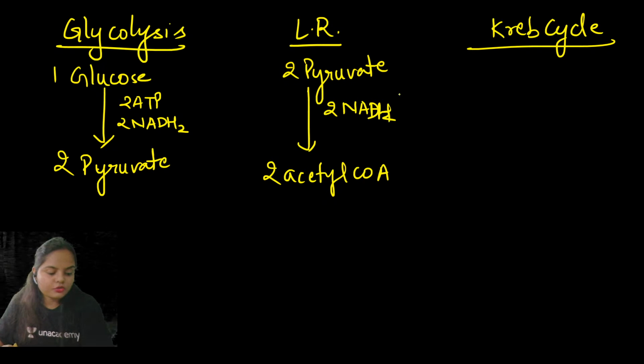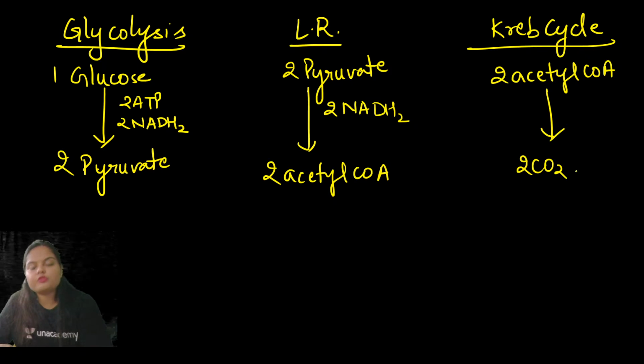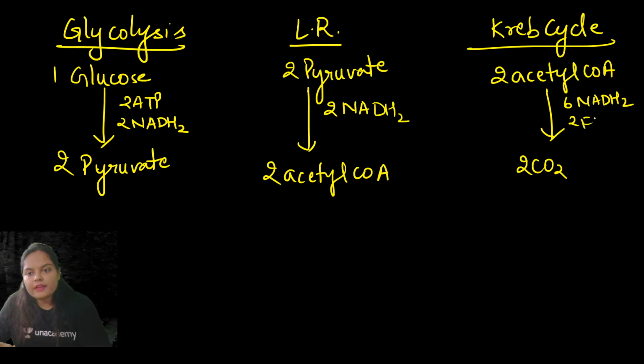2 NADH2 molecules were produced. Okay, this is 2 NADH2 molecules, right? Now in the Krebs cycle, 2 acetyl coenzyme A are getting converted into 2 CO2 molecules. Okay, and in this process we are getting 6 NADH2 molecules, 2 FADH2 molecules, and 1 ATP molecule, right?